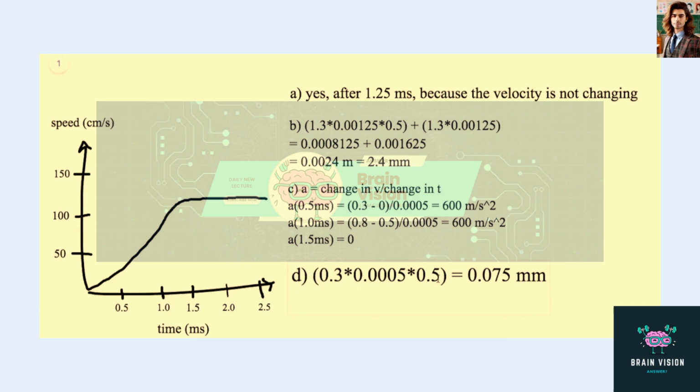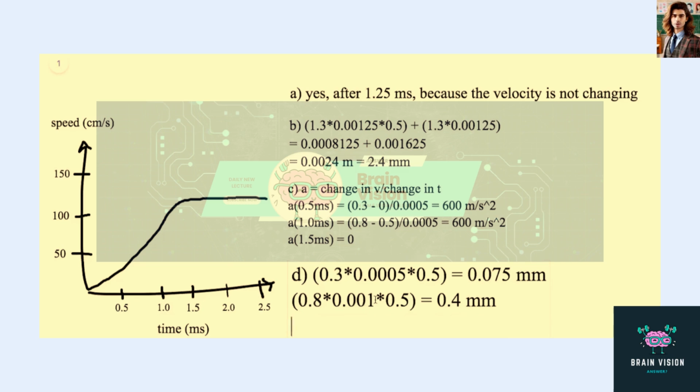Height at 1 millisecond, similarly, is going to be about 80 centimeters, or 0.8 meters, times 1 millisecond times half. That gives 0.4 millimeters.